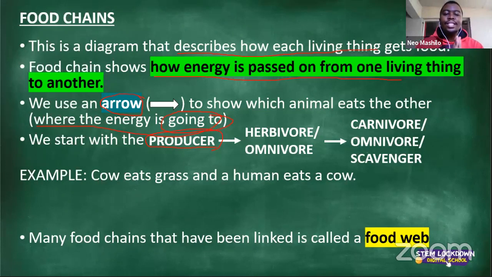Yes, and the producer is the plant. Thank you. So you always start with the plant. You do not start with an animal, because remember, the first thing you start with is a producer, and a producer is a plant. You start with your plant, and then the next thing you will show us is a herbivore or an omnivore. So obviously you have to show us something that eats a plant. You can't say grass and then lion, because a lion does not eat grass. And then after showing us the herbivore or the omnivore, you will show us a carnivore or an omnivore or a scavenger.